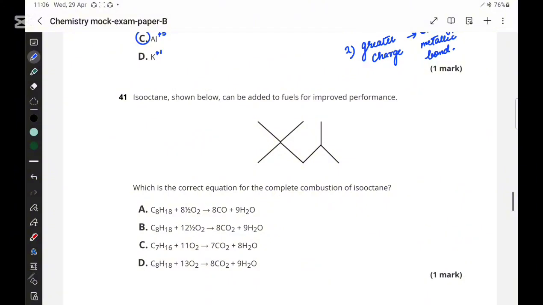Moving towards question number 41, isooctane shown below can be added to fuels for improved performance. So first we need to identify where the carbon is present and where the hydrogen is present. As you can see, there is a junction. At this junction there is only carbon present, and at the corners it is going to be CH3. Here it is also CH3. Here it is also CH3.